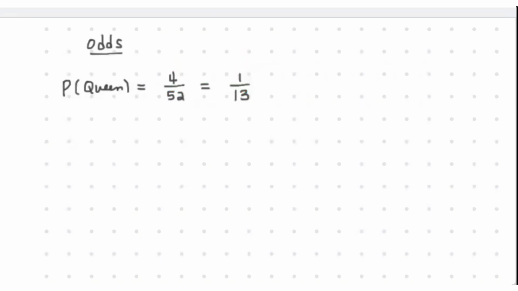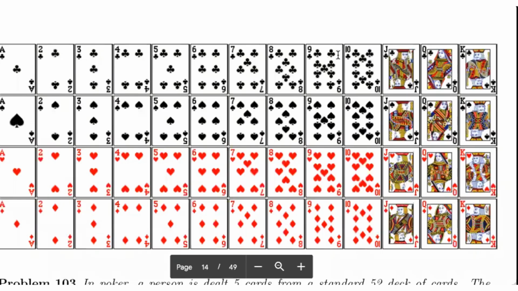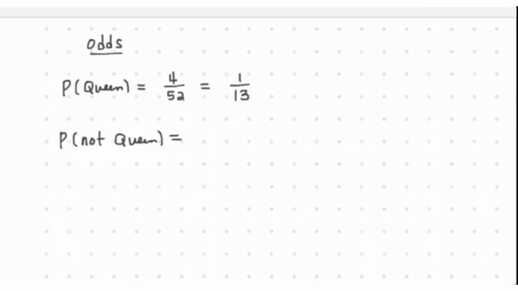My next question is, what is the probability of not selecting a queen? There are 4 queens, and how many are not? One way to do it is 1 minus the probability of selecting a queen. Or we just count how many are not queens: 48 are not queens over 52, or I can say it is 12/13. Are you guys okay with this?